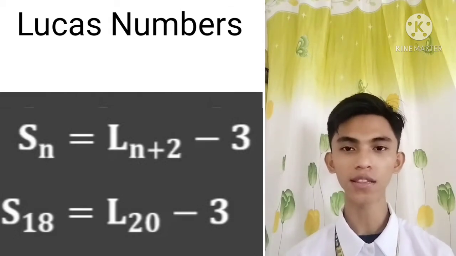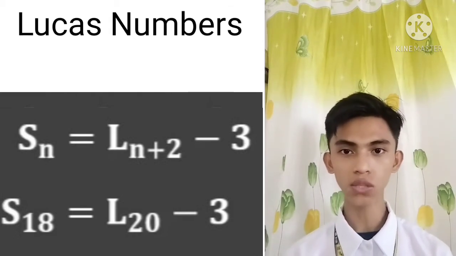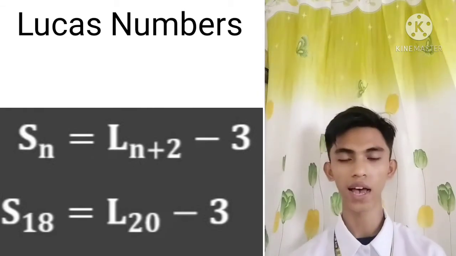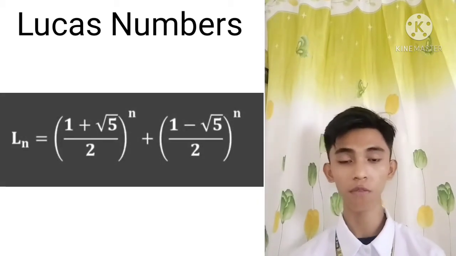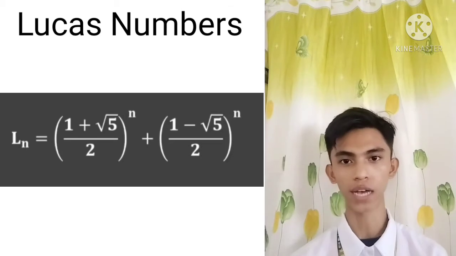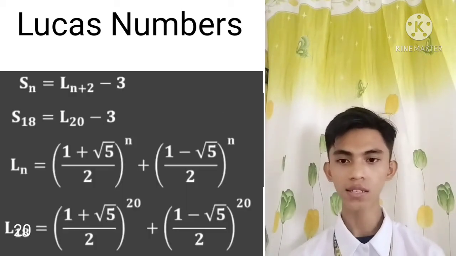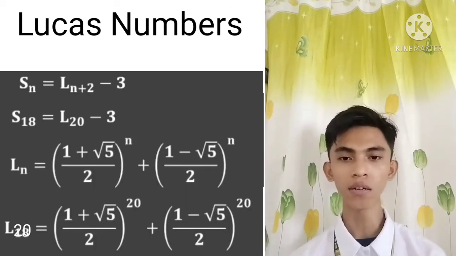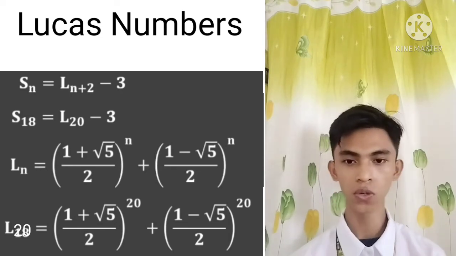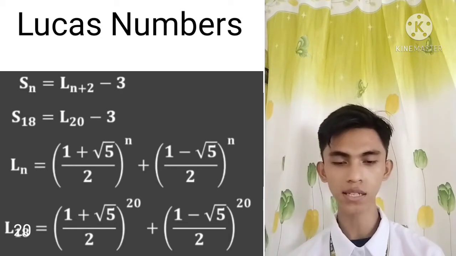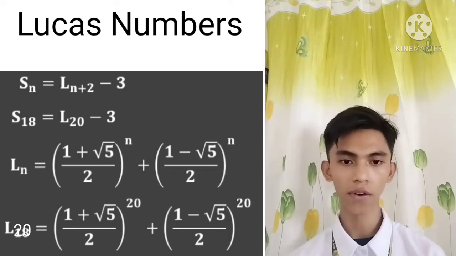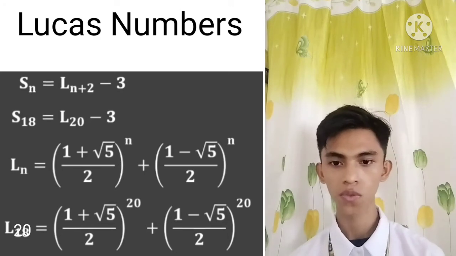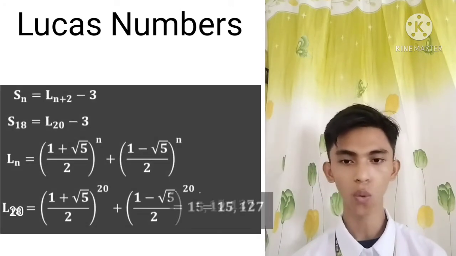But before that, we will find first the Lucas 20th term. Okay, to find the Lucas 20th term or the L sub 20, I will use the Binet's Fibonacci numbers formula for Lucas numbers. So L sub 20 is equal to the quantity 1 plus the square root of 5 over 2, raised to 20, plus the quantity 1 minus the square root of 5 over 2, raised to 20. So the result is 15,127.